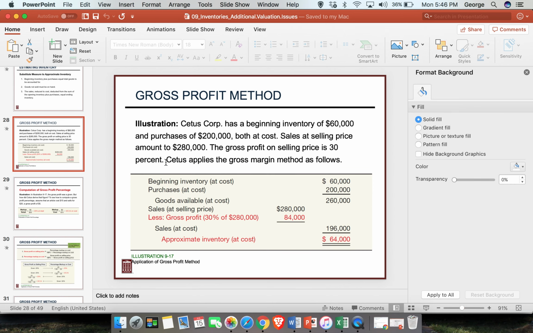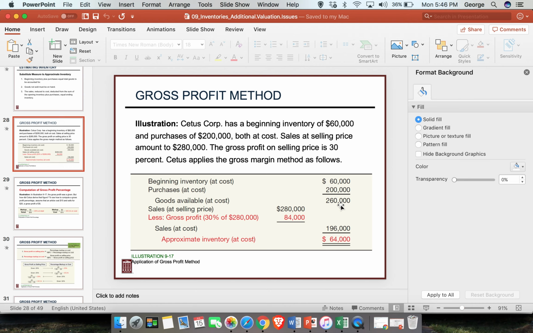So Cetus has beginning inventory of $60,000 and purchases of $200,000, both at cost. Sales at selling price amount to $280,000. The gross profit on selling price is 30%. So Cetus applies the gross profit method as follows. All right, so our beginning inventory is $60,000, and we add to that purchases, so I've got goods available for sale of $260,000.